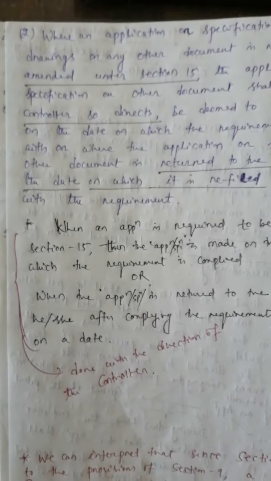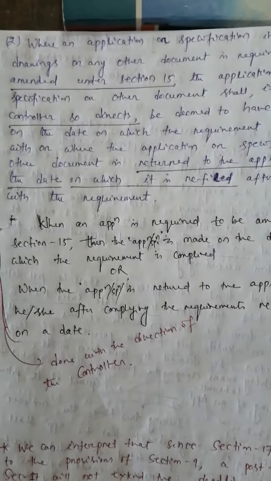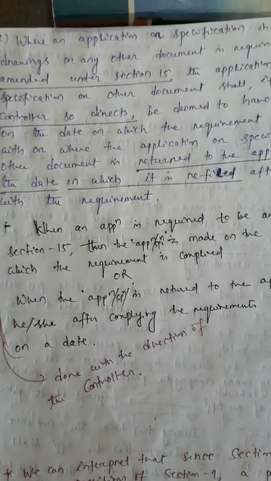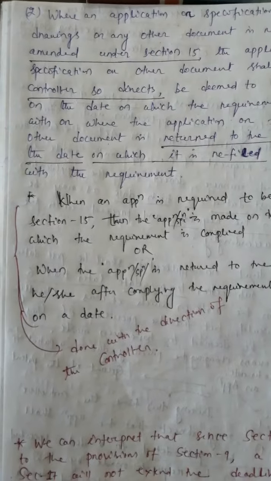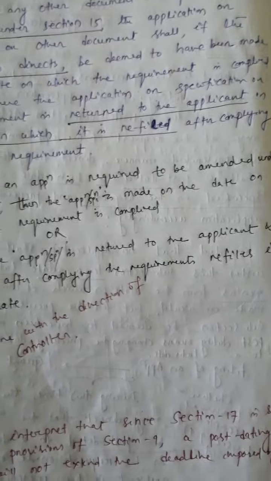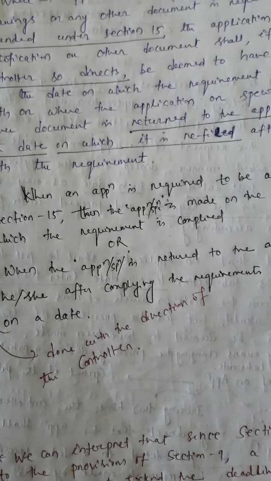Now, I'll go to subsection 2. Subsection 2 says where an application or specification including drawings or any other document is required to be amended under Section 15, the application or specification or other document shall, if the controller so directs, be deemed to have been made on the date on which the requirement is complied with, or where the application or specification or other document is returned to the applicant on the date on which it is refiled after complying with the requirement.